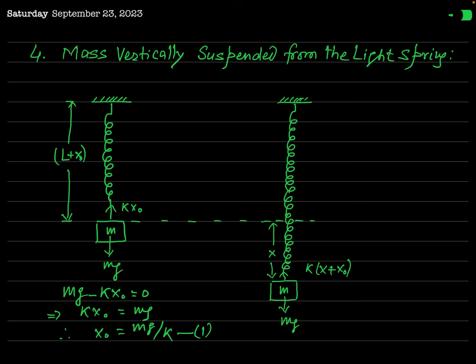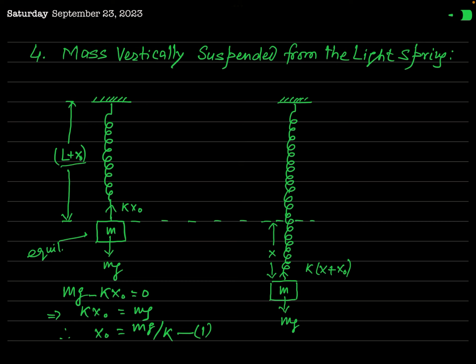We have again considered that this spring has a natural length L, and we have suspended a block of mass m to this spring. Due to the force of gravity, or the weight of the block, this spring will get stretched. So let us consider that this spring is stretched by x naught. So the total length of the spring will become L plus x naught, and then this block is in equilibrium.